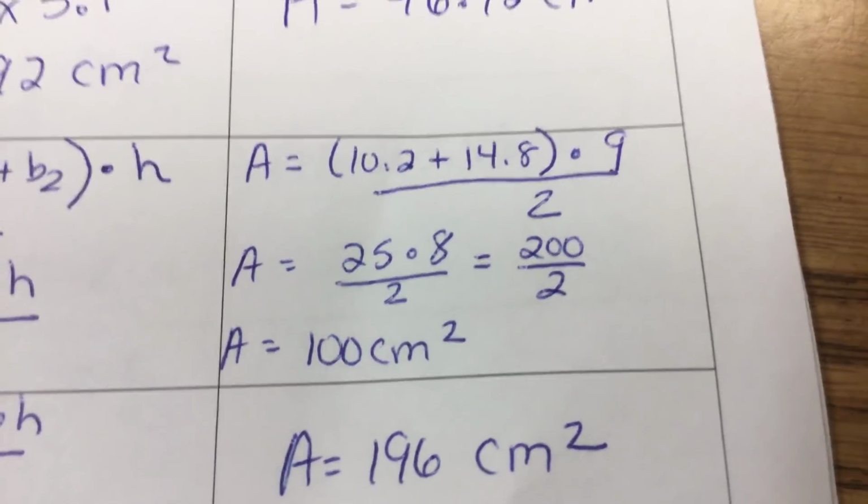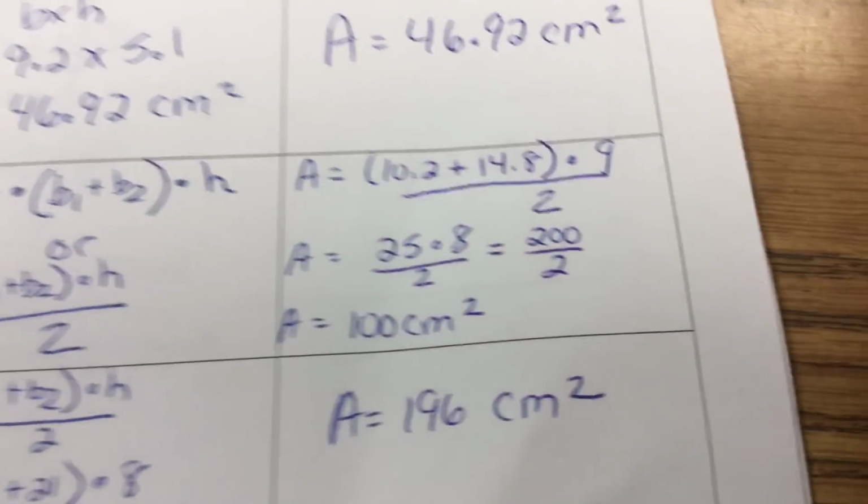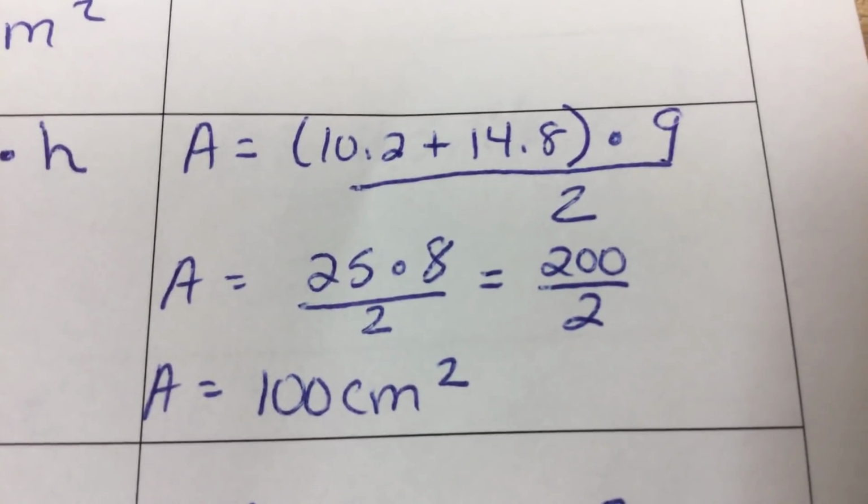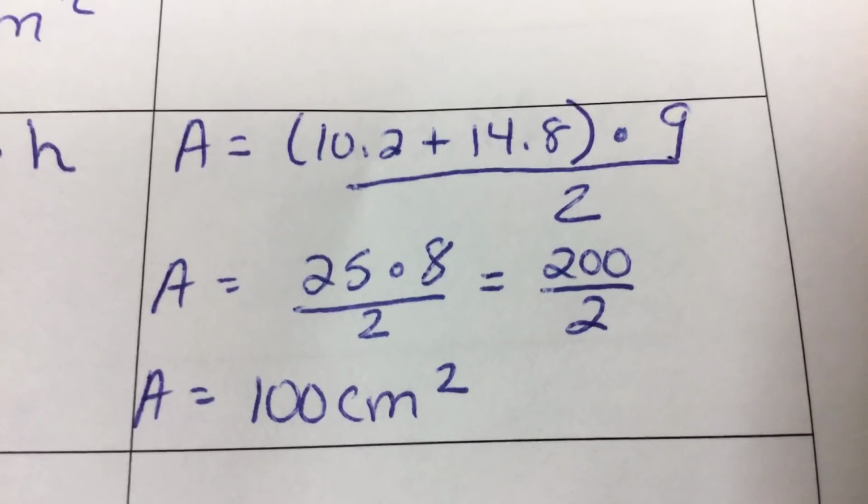I got 25. Then, oh my gosh, I just see a mistake. Guys, look, it's supposed to be times 9. Look what your teacher wrote. I wrote times 8. Guys, right here, you're going to have to correct this.